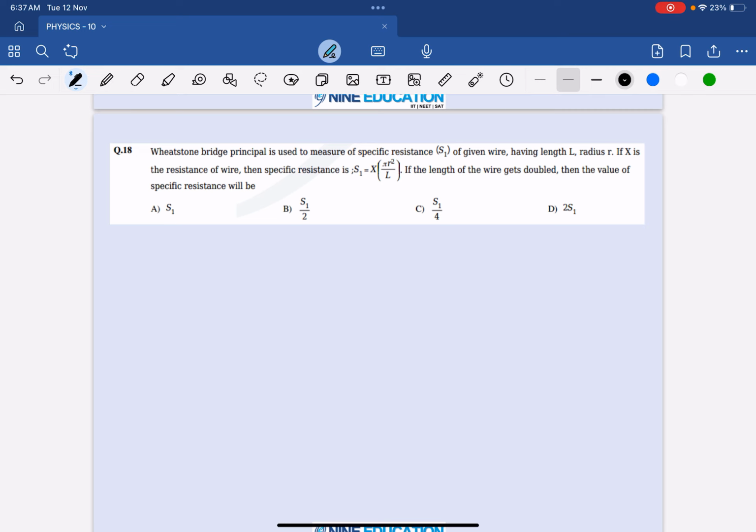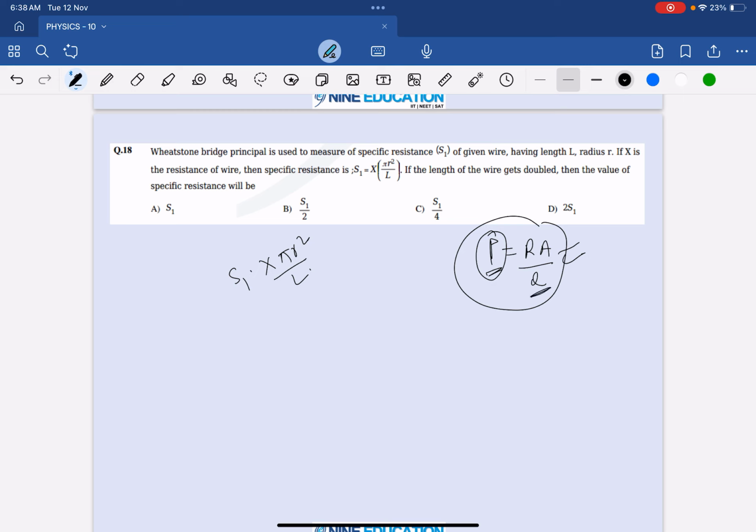Now, a Wheatstone bridge principle is used to measure the specific resistance S1 of a given wire having length L, radius R. If X is the resistance of the wire, then the specific resistance S1 is X multiplied by pi R square by L. If the length of the wire gets doubled, then the value of the specific resistance is, okay, sir, they are saying, basically specific resistance rho is RA by L. Now they are asking, what would be the value of rho if the length of the wire gets doubled?